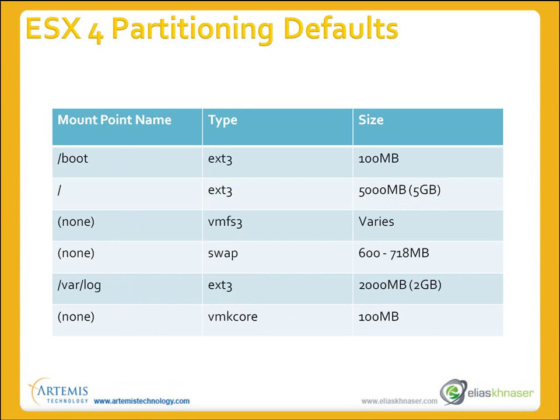Now, when partitioning, you have to get familiar with the types of file system that go on every partition. The /boot is going to get an ext3, which is the default file system for Red Hat Linux. The root is also going to get ext3. The partition dedicated for VMFS3 is obviously going to be a VMFS. The size is going to vary because it depends on how much remaining free disk you have, and you're going to allocate everything to it. The swap partition is going to have a swap, the var logs are again going to be ext3, and the VMK core is VMK core.